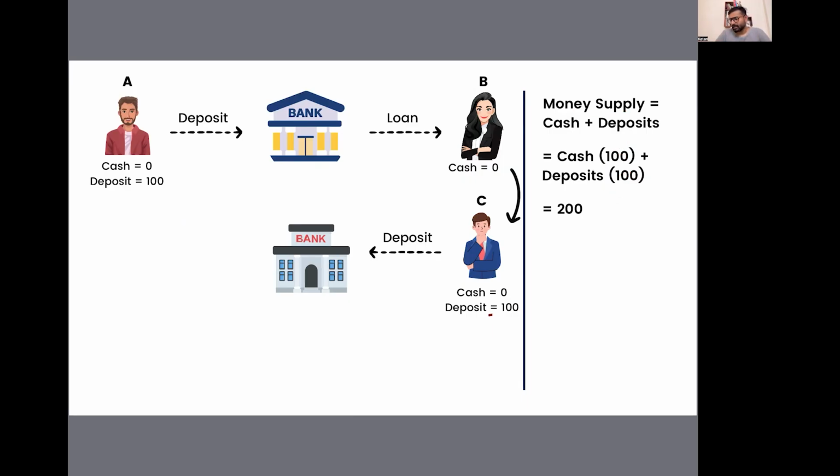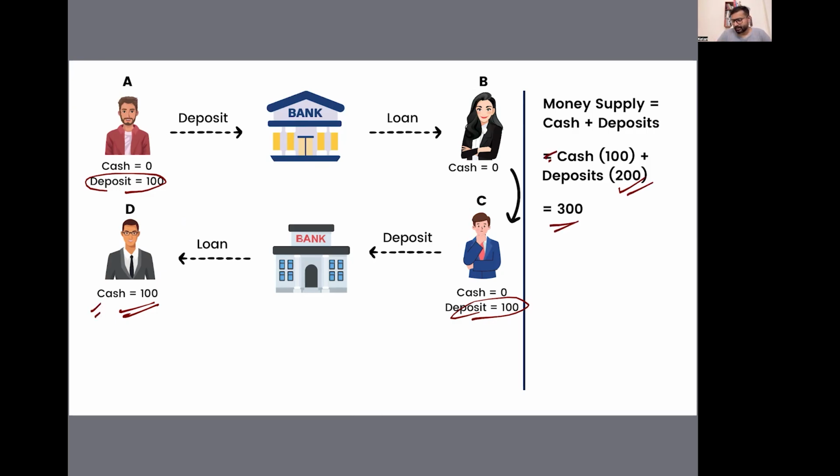Okay. Now, if the second bank gives a loan to person D of 100 rupees, then the deposits are right now 100 and 100. 200 is deposit and cash is 100, and therefore the money supply increases to 300.